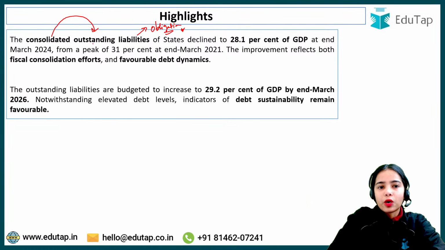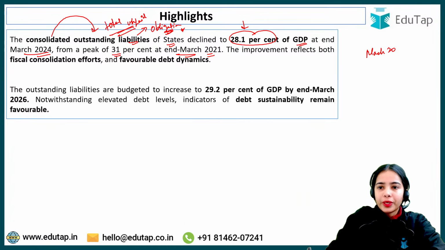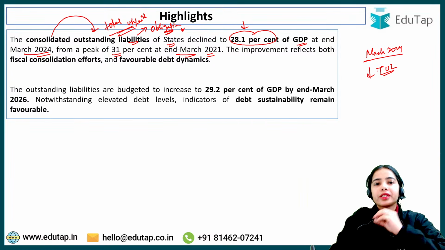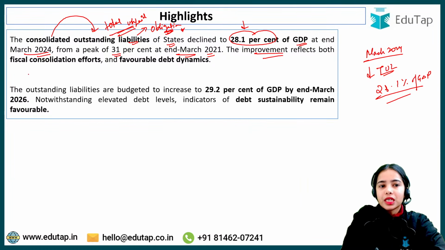So the consolidated outstanding obligation, the total unpaid liability of the states, declined to 28.1% of GDP at end March 2024 from a peak of 31% at end March 2021. So basically at the end of March 2024, the total unpaid obligation has reduced to 28.1% of the GDP. The improvement reflects both fiscal consolidation efforts.